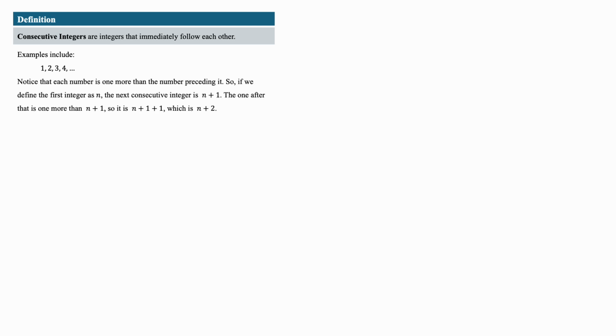Moving forward, let's look at consecutive integers. Consecutive integers are integers that immediately follow each other. For example, it could include 1, 2, 3, 4, so on and so forth. Notice, however, that each number is one more than the number preceding it. So if we define the first integer as n, the next consecutive integer is n plus 1. So then the one after that would be one more than n plus 1, so it's n plus 1 plus 1, so on and so forth. So then we have n as the first integer, n plus 1 as the second integer, and n plus 2 as the third integer, then so on and so forth.